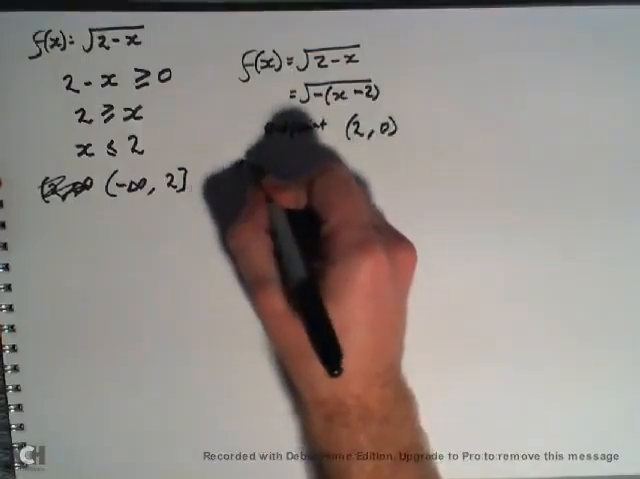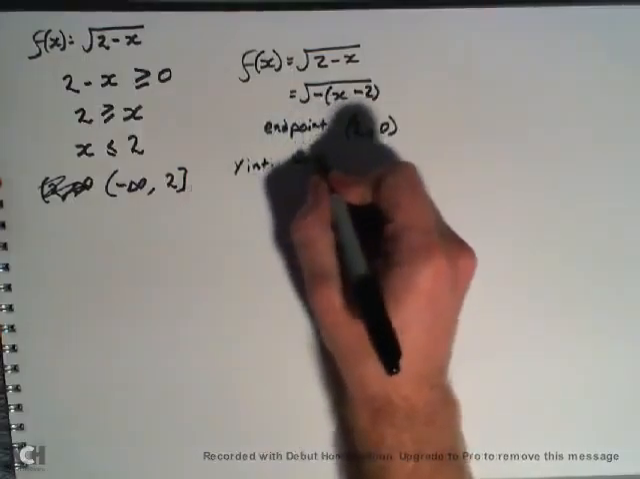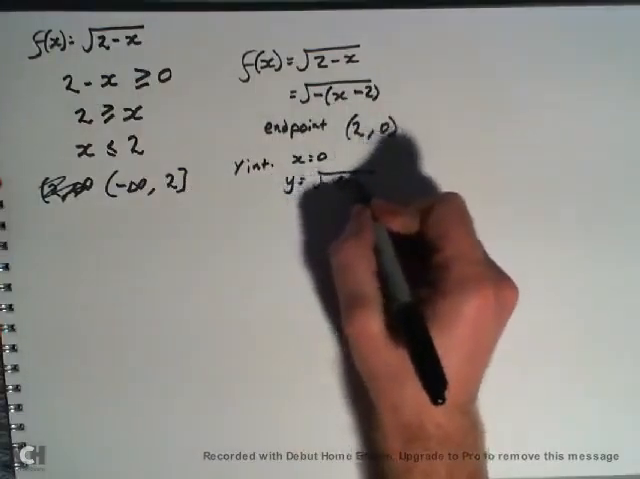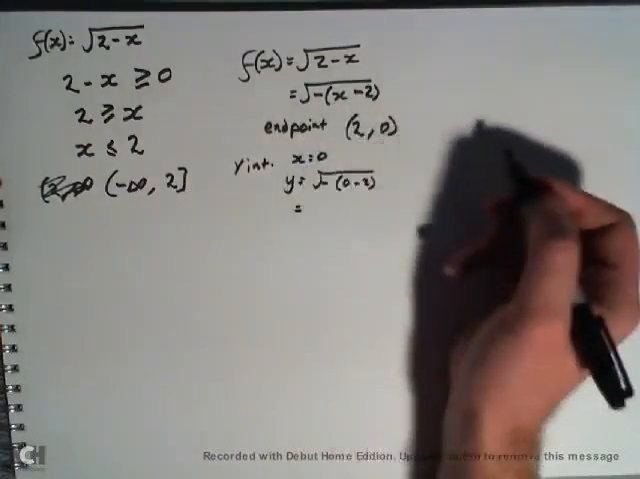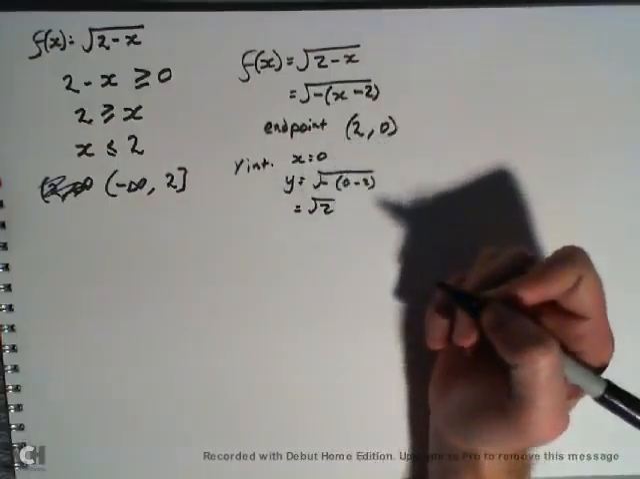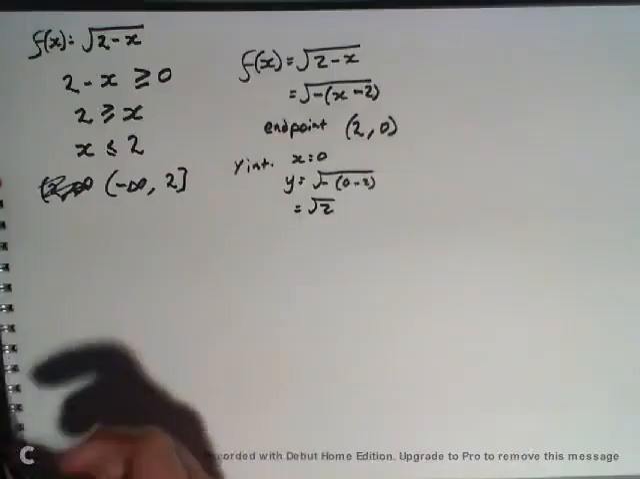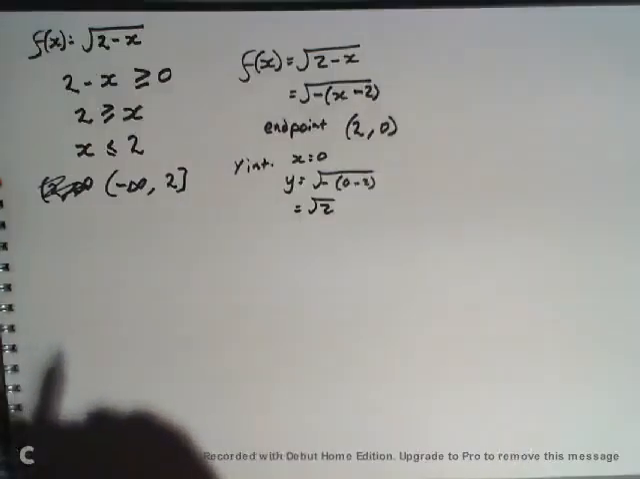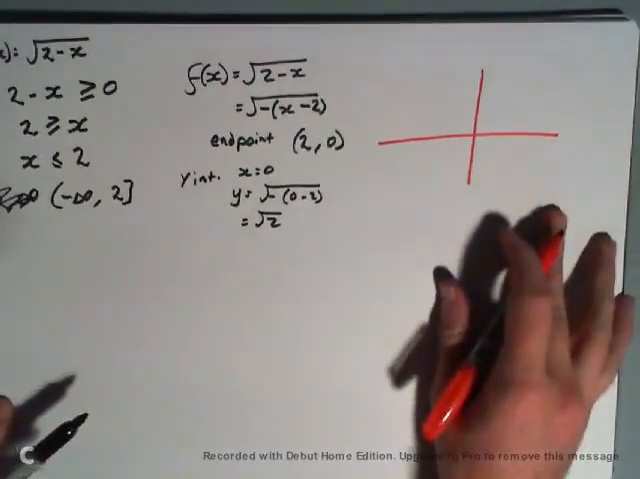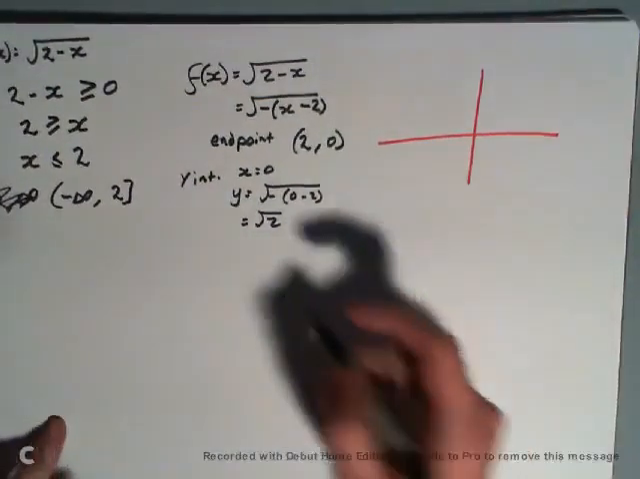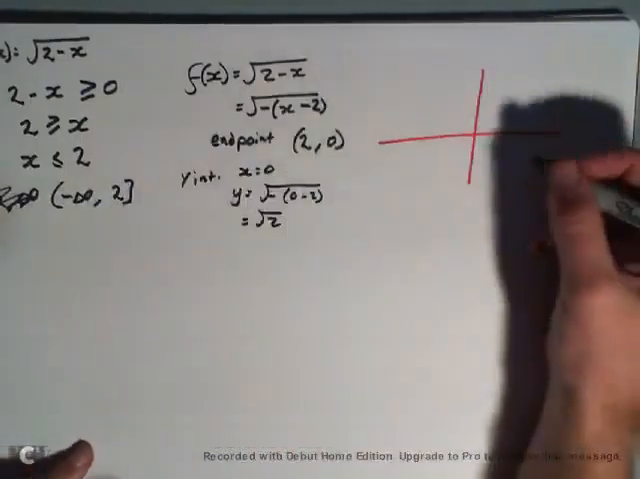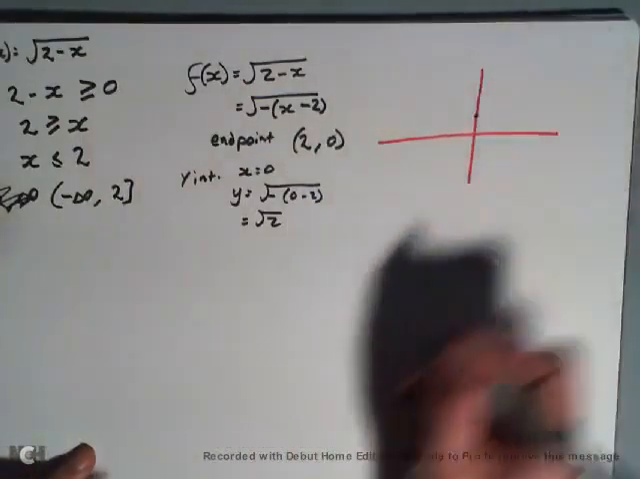Y-intercept. Okay, we'll let x equals 0. So y equals square root of negative 0 take 2, so positive 2, square root of 2. And from there, I can pretty much graph that function. So we've got a y-intercept at square root of 2, somewhere here.